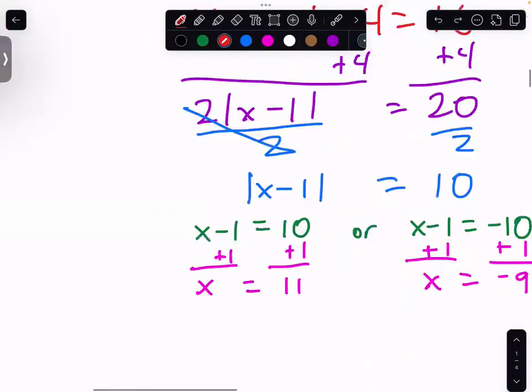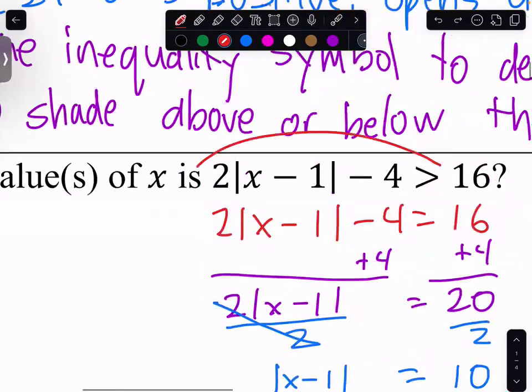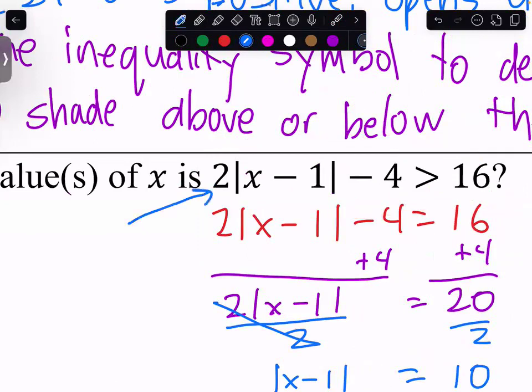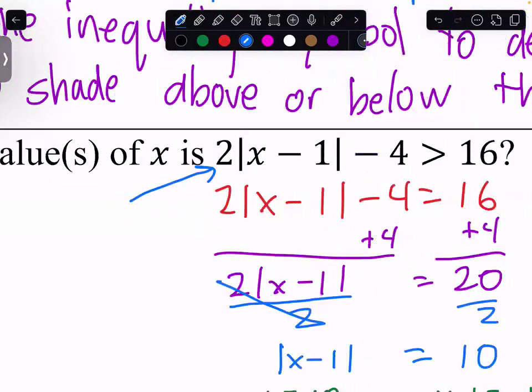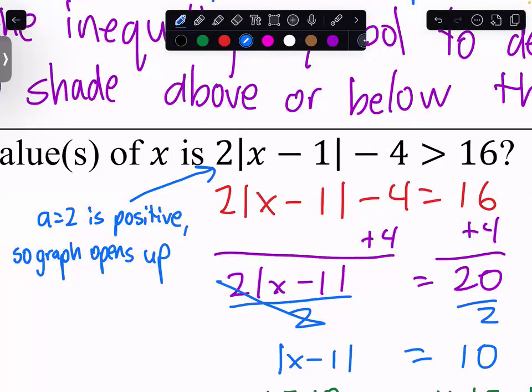For this problem, if we look back over here, the number in front of the absolute value that's multiplying it is 2. So A is 2, which is positive. That means the graph opens up, which means it's going to be a normal looking V, not an upside down V.